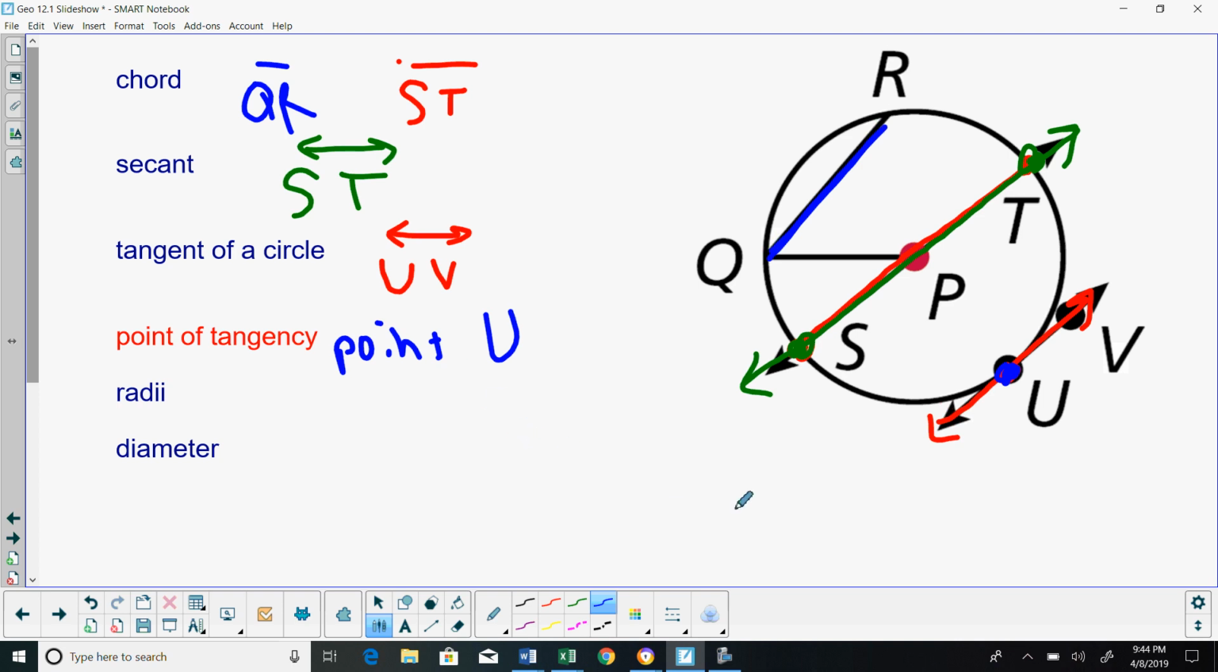And if I had to name a radius for this circle, I would probably say, how about segment SP? That's going to be a radius. And how about segment PT? Okay. All right, so that's another radius of the circle. And if I was going to name a diameter, I would say segment ST. Again, I'm talking about a segment and not the whole line. So not the lines, just from point S to point T as my diameter.